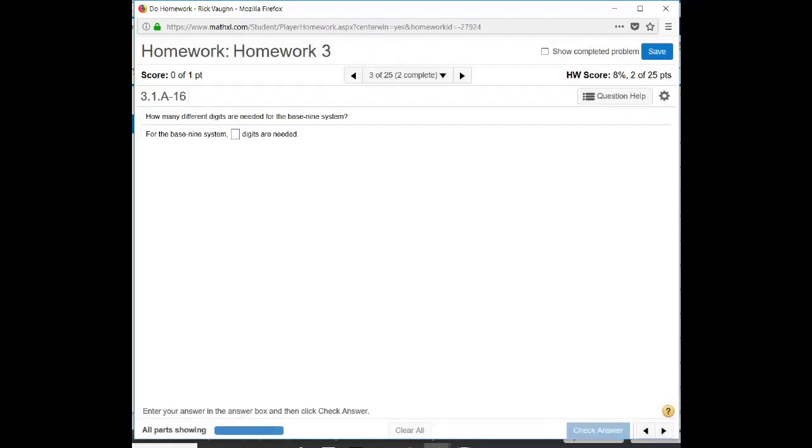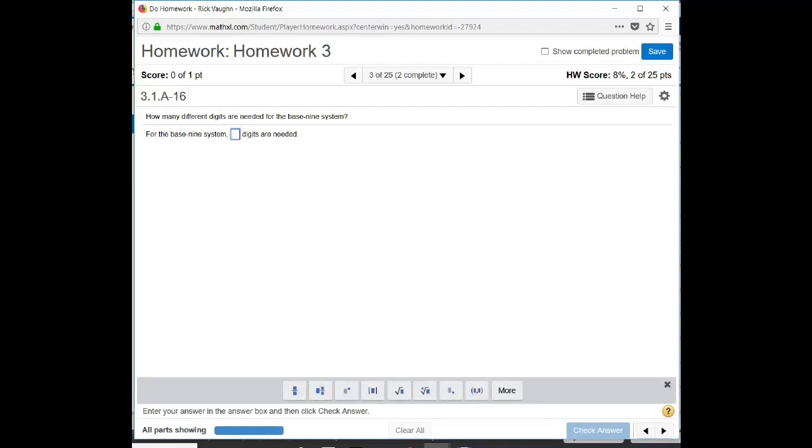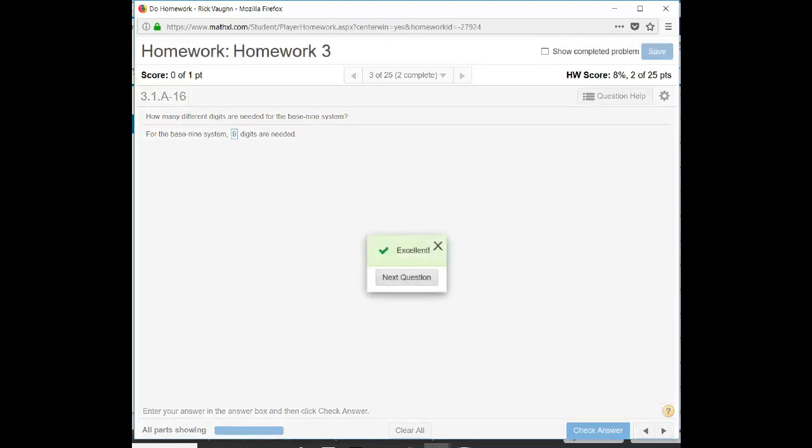All right, we'll try one more of these questions. Let's see how many digits are needed for the base 9 system. In a base 9 system, you actually need 9 digits. You're going to have 0 through 8 as the digits that you're going to use in a base 9 system.